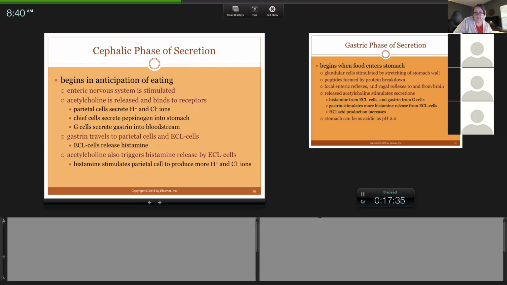So, histamine. When I think histamine, I think allergies, I think itchy skin, I think redness. But histamine also has a role in the stomach. And so I just want you to be aware that gastrin is going to cause histamine release, and the histamine will give us more stomach acid. Okay.